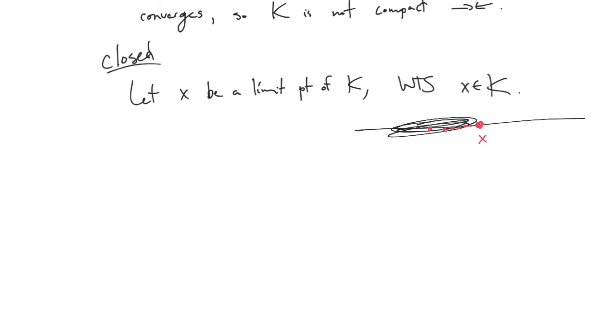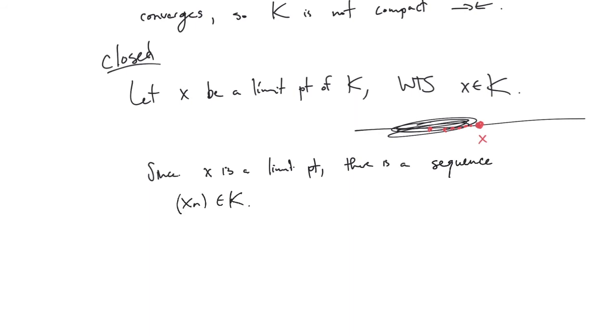Since X is a limit point, there's a sequence in K which leads up to X, or which converges to X. Since X is a limit point, there exists a sequence, I'll call it Xn in K, with Xn converging to X, right? That's what it means to be a limit point. But that was a theorem we had about limit points. The definition of limit point was slightly different, but we showed that something is a limit point if and only if there are sequences of points which lead up to it. All right, since X is a limit point, there is a sequence which converges to X.